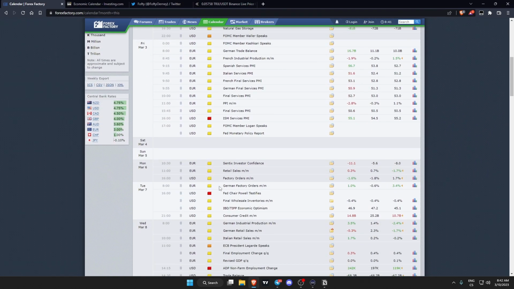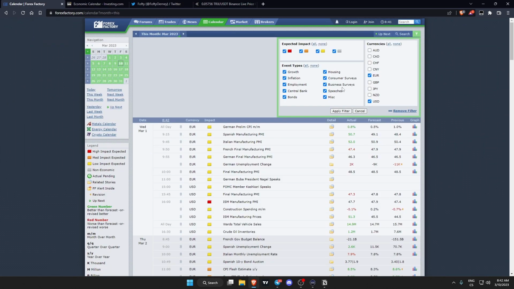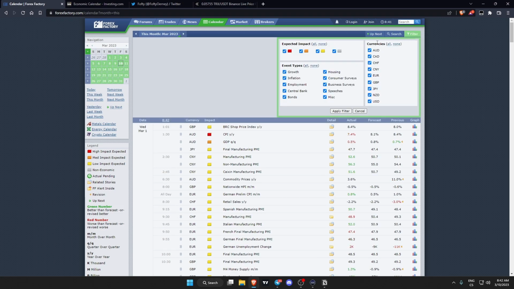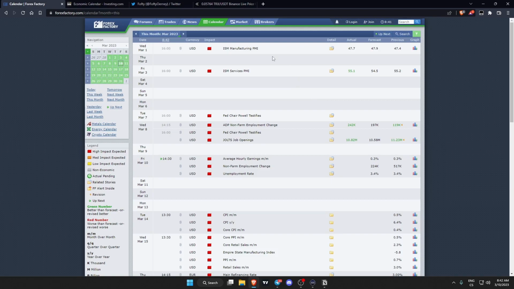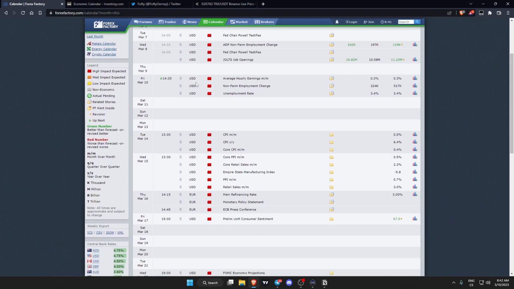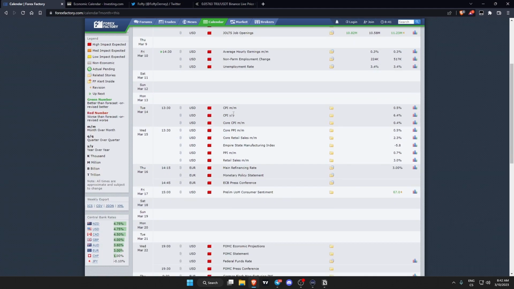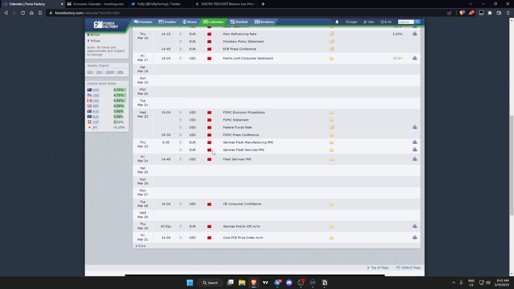But for me, personally, oh sorry, I have it filtered to euro and dollar, but let's say we go for all. Yeah, I probably don't care about the Japanese final manufacturing PMI. Yeah, probably not going to move my altcoins. So I look at euro, I look at dollar, and I look only at the high impact news, which are the red ones. So if I apply the filters, you will see this is today. We have NFPs, unemployment data, and next week we have CPI, FOMC as well.